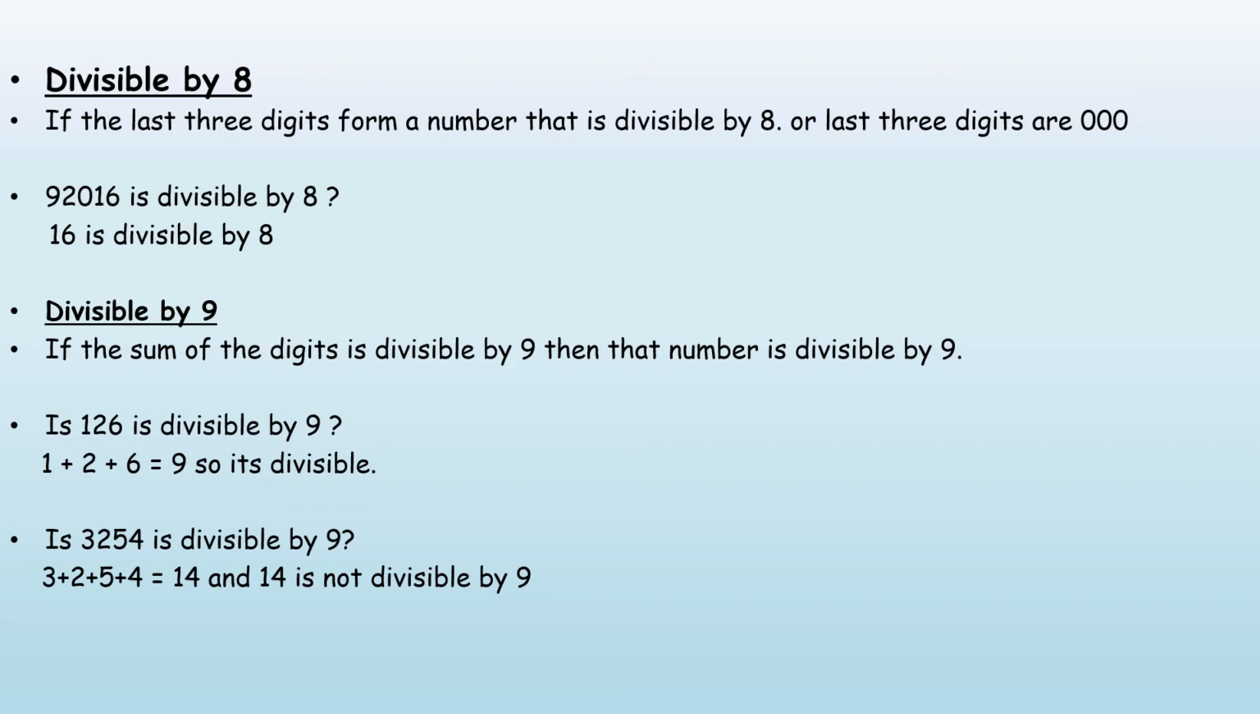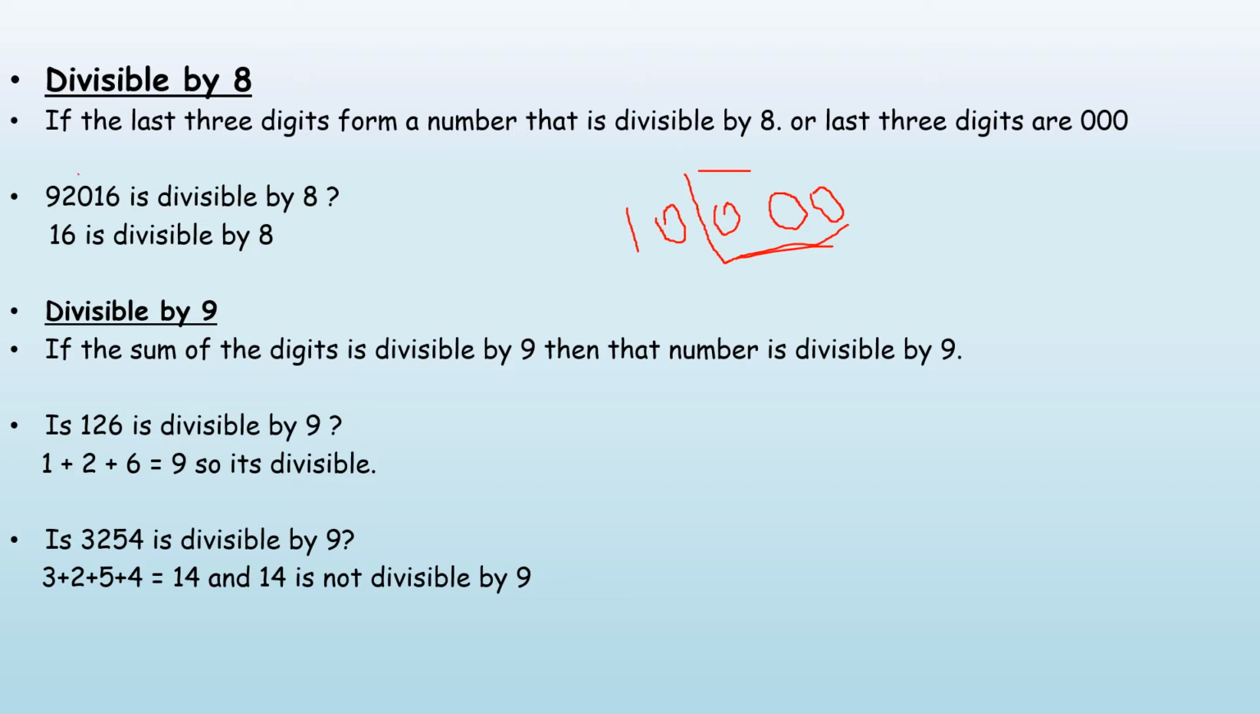If the last 3 digits of a number are a multiple of 8, or divisible by 8, then that number is divisible by 8. Or if the last 3 digits are 0, then that number is divisible by 8. Take 10,000. The last 3 digits are 0, so 10,000 is divisible by 8. No need to divide the whole 10,000 by 8. Just check the last 3 digits. If they are 0, then that number is divisible by 8.